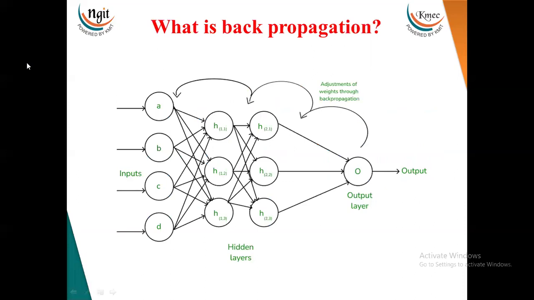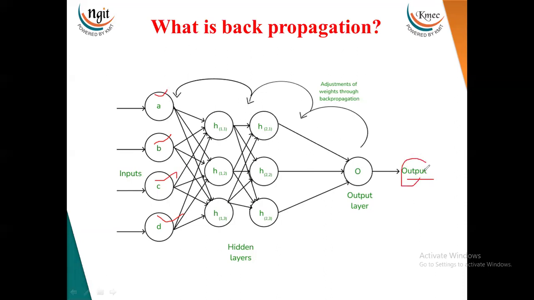Now all of you try to understand here. I have input 1, input 2, input 3 and input 4. These are the hidden layers. This is H11, H12, H13: first layer first neuron, first layer second neuron, first layer third neuron. Similarly H21, H22, H23: second layer first neuron, second layer second neuron, second layer third neuron. All this will compute and we will get the output.